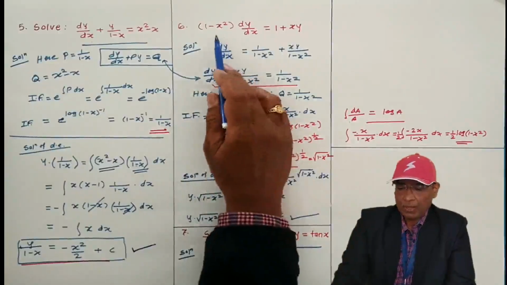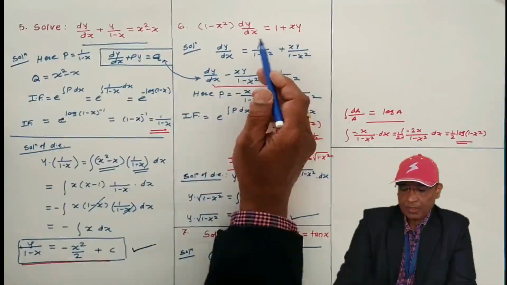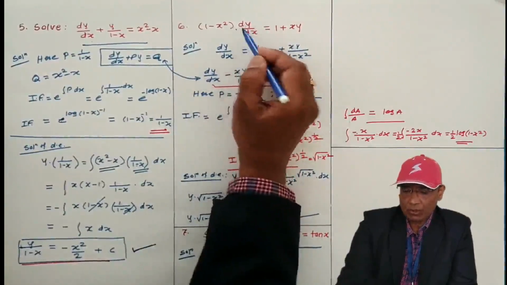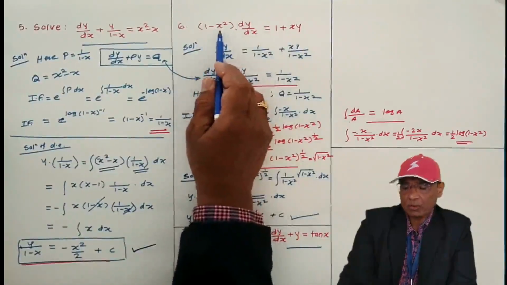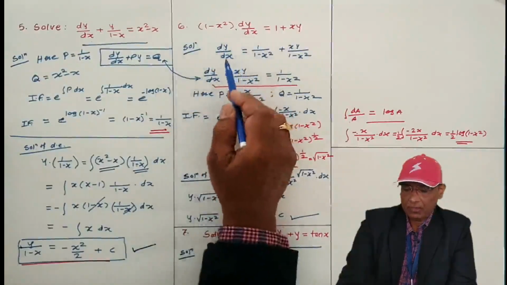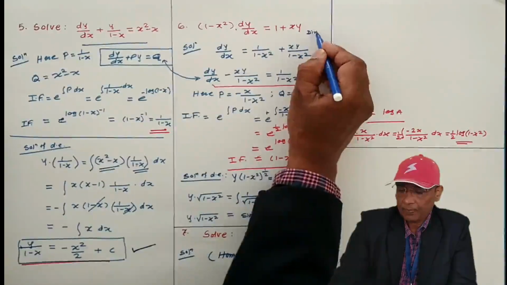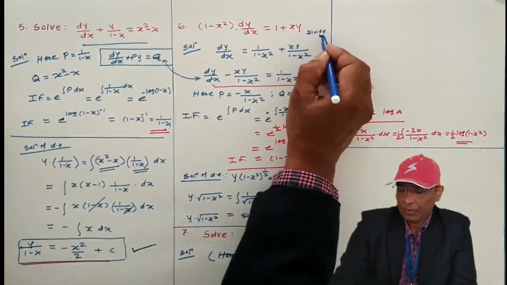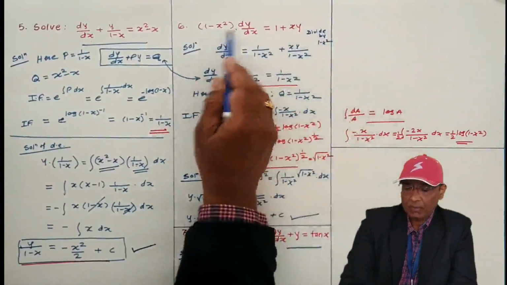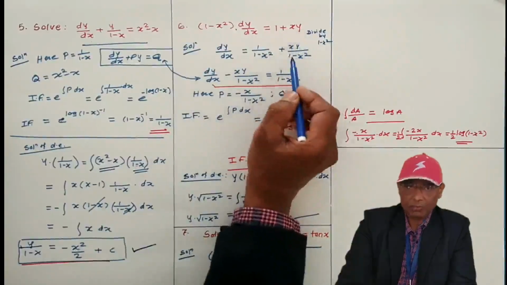Next problem. Okay. 1 minus x square times dy by dx equal to 1 plus xy. So this 1 minus x square, the coefficient of dy by dx, we don't want. Therefore shift 1 minus x square to the right hand side, or divide this equation by 1 minus x square. If you divide this by 1 minus x square, dy by dx will remain, 1 by 1 minus x square, xy by 1 minus x square.